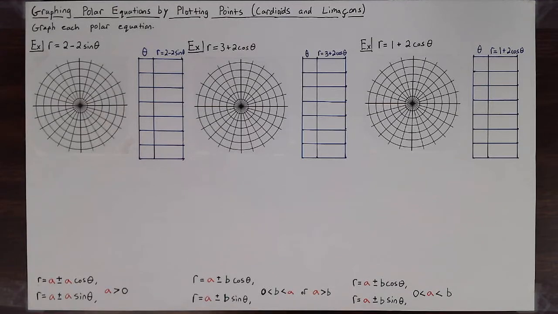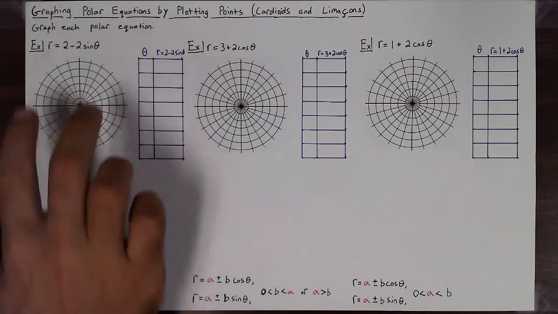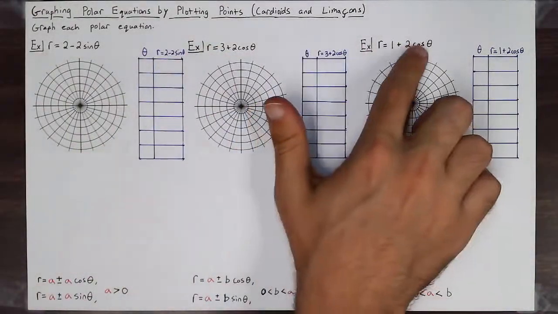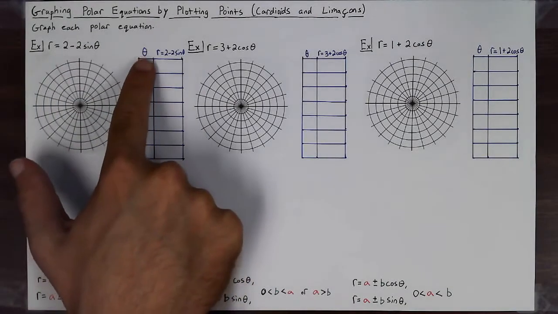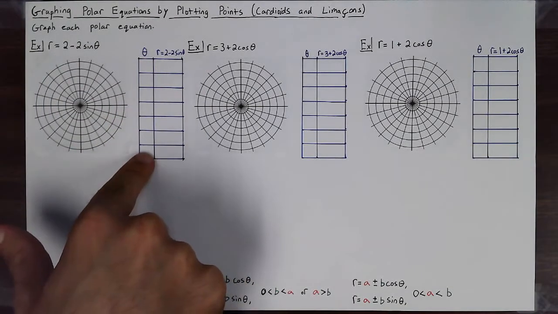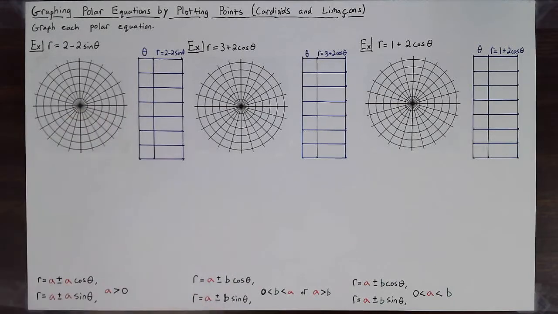In this video, we are going to learn how to graph polar equations by plotting points. And in this lesson, we're going to look at the graphs of cardioids and limaçons. In order to graph each of these equations, we're actually going to first check for what symmetry it might have. And that can help us pick what angles would best help us find the shape of the graph.